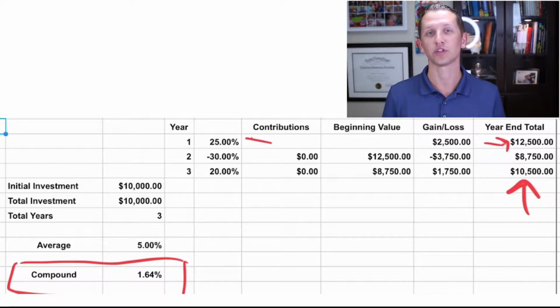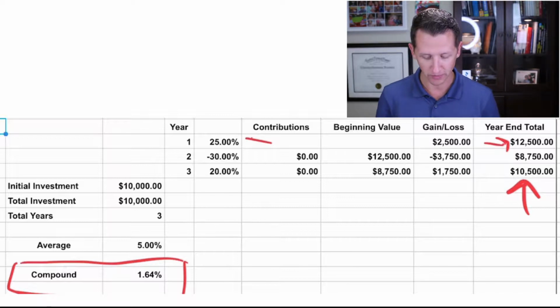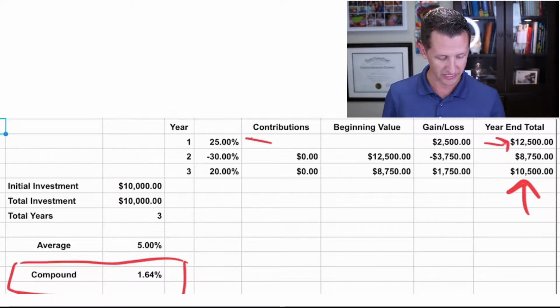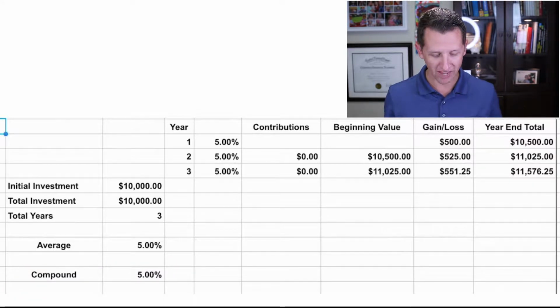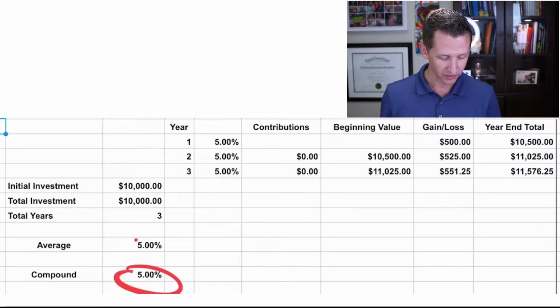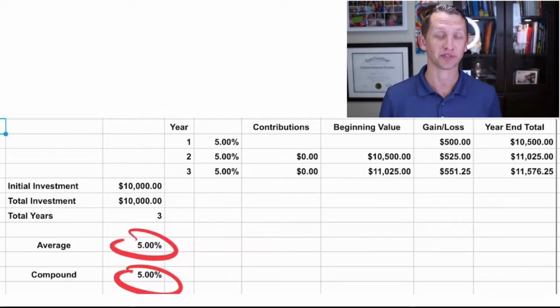So that's just one way of looking at it. But I want to flip it so we can look at what the average is if we actually got 5% each and every single year. So let's remember this number. 10,500 was our ending value, and 10,000 was the beginning. Okay, so now we have the 5% every single year rate of return. So when we have 5% every single year, the compound is actually the same. So it'll also be 5%. So both the average and the compound are the 5%. And as you can see here, 5% each and every single year.